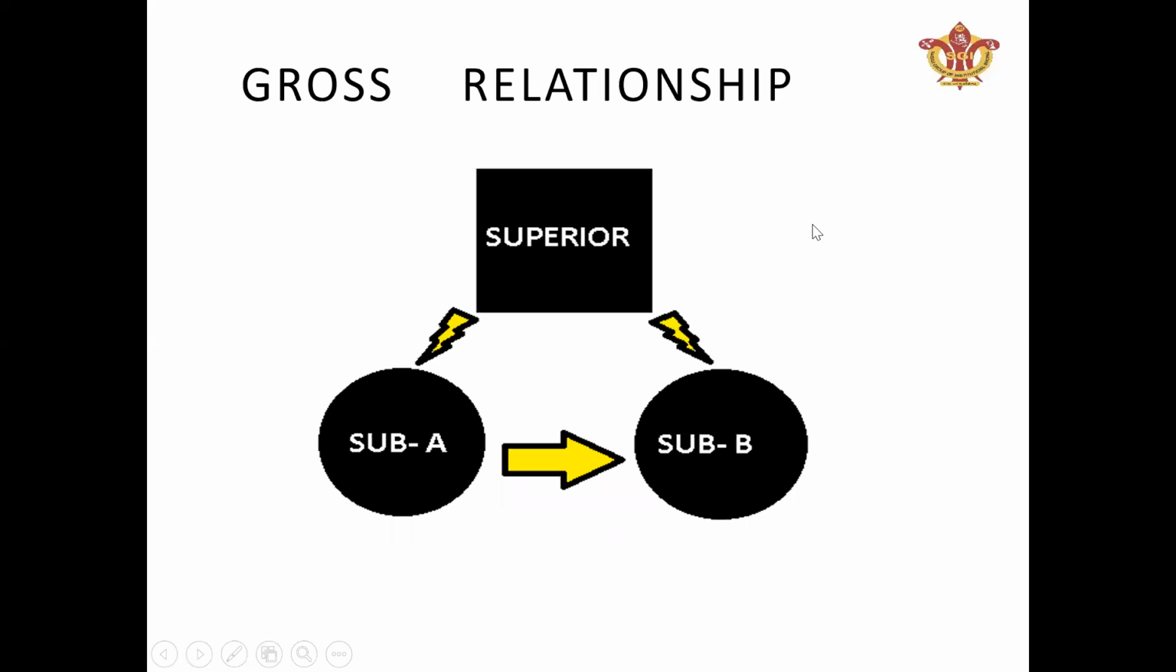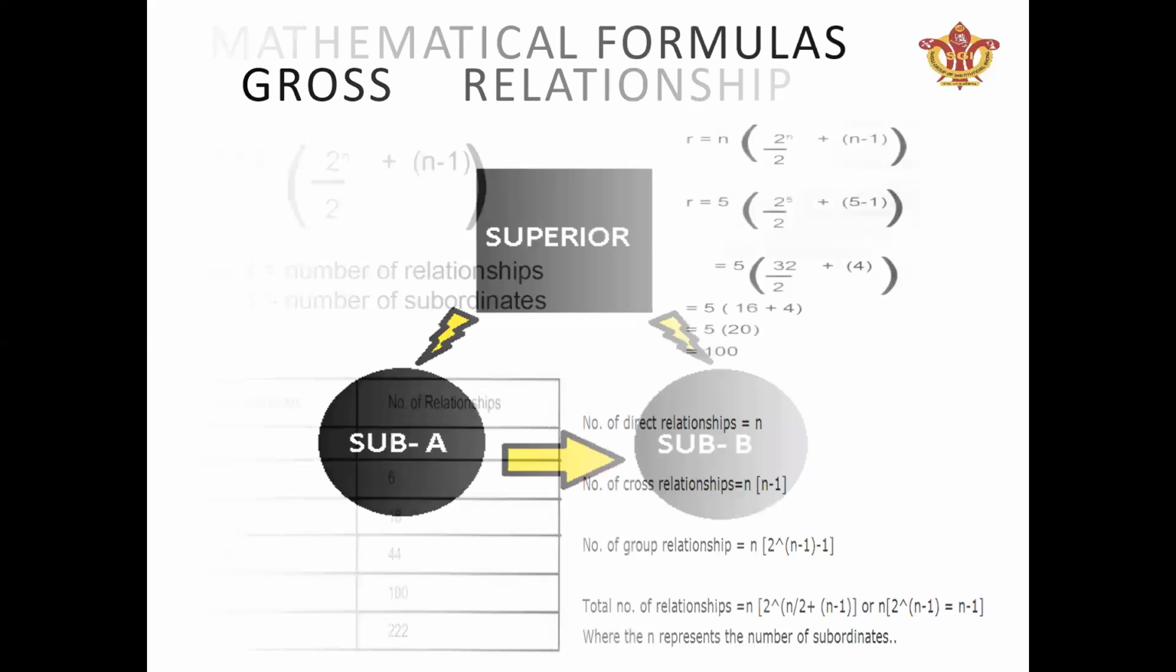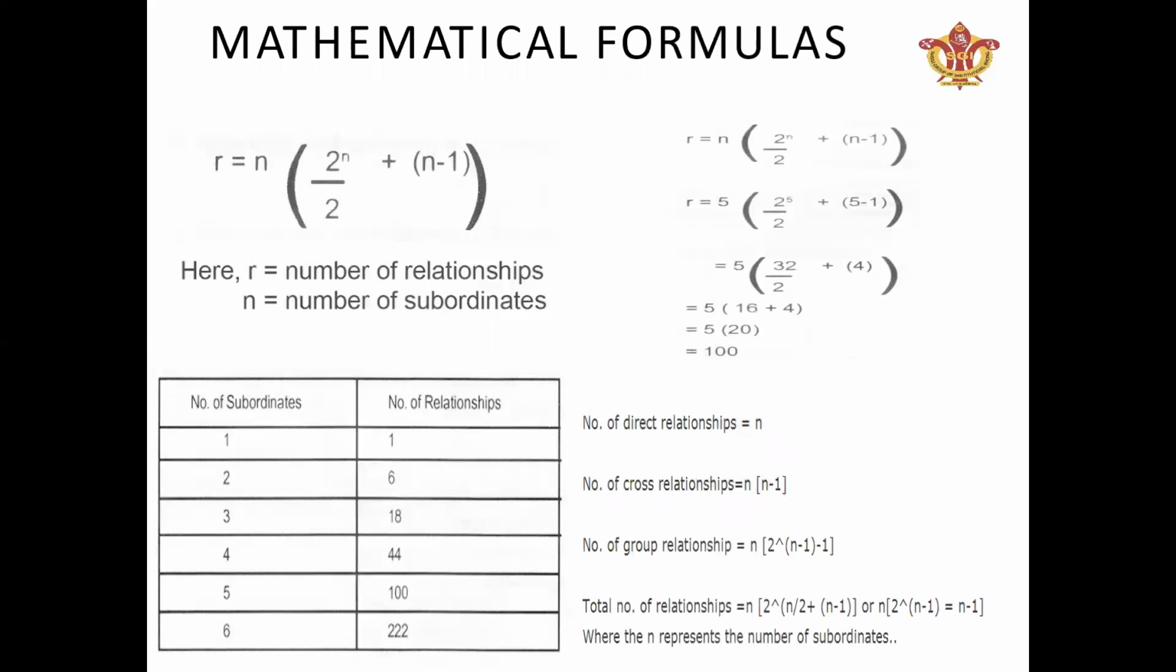Now, what is cross relationship? With the help of the diagram, it is very clear that the superior is taking care of subordinate A as well as subordinate B, but there is also a relationship between subordinate A and B. In this way, we can differentiate these three types of relationship. Now, this is the mathematical formula for finding the number of relationships: R = N(2^N/2 + N - 1), where R is the number of relationships.